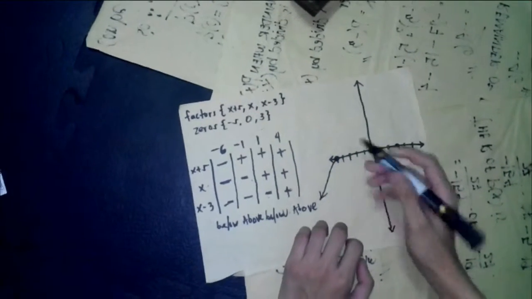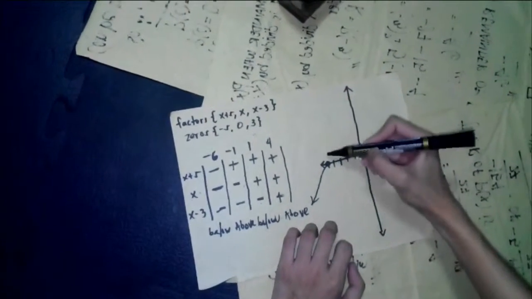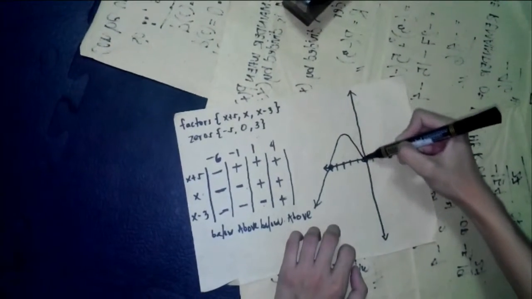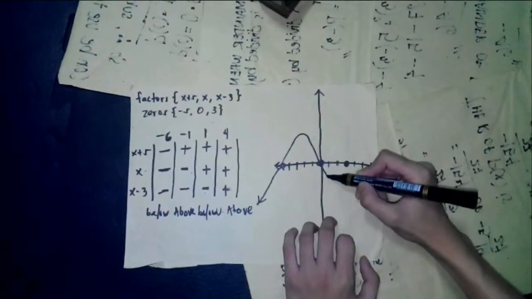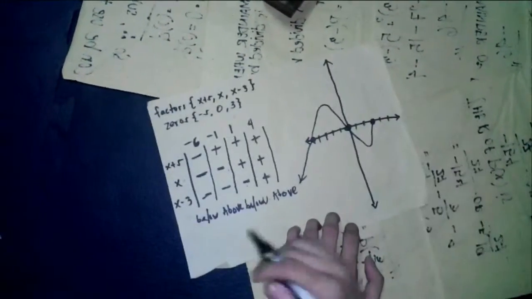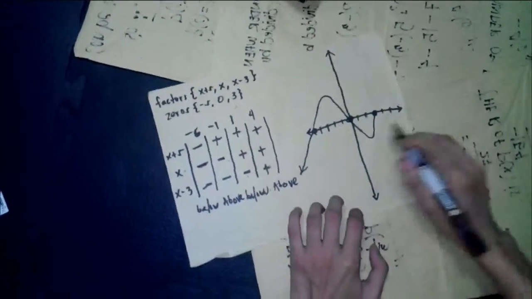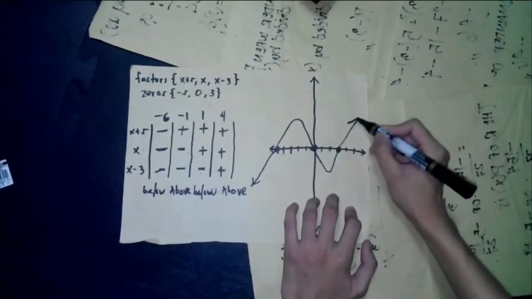So we plot now our function. All the values of x less than negative 5 are below the x-axis, while values of x between negative 5 and 0 are above the x-axis. Values of x between 0 and 3 are below the x-axis. Values of x greater than 3 are above the x-axis. So we are now able to graph our function.